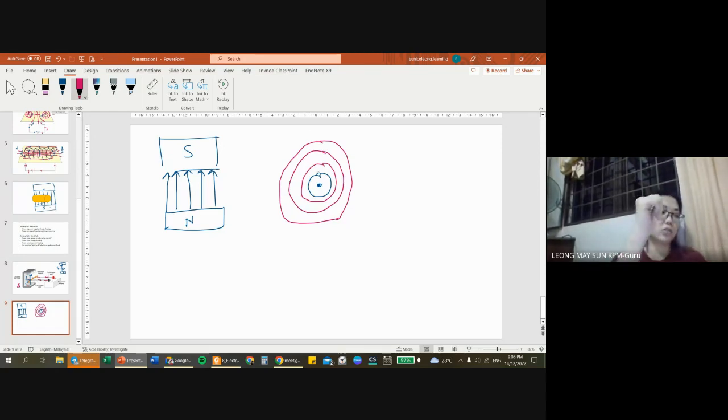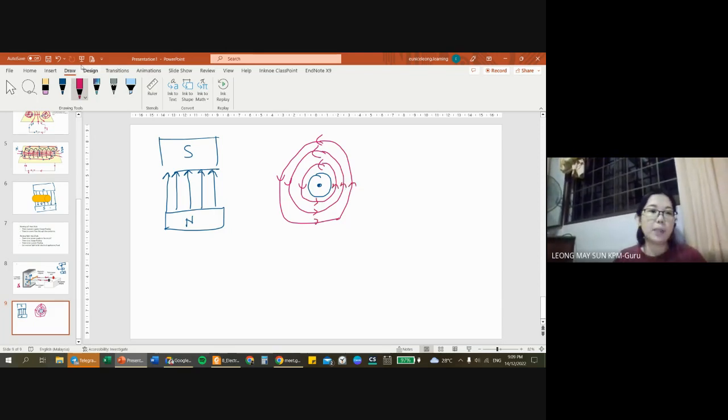So you see a dot, which means your thumb should be pointing towards you. All right. Your thumb should be pointing towards you. And when you curl your fingers, you see that your fingers are going anti-clockwise. So the magnetic field lines for the current carrying conductor are actually going anti-clockwise. Right? It's going anti-clockwise this way.